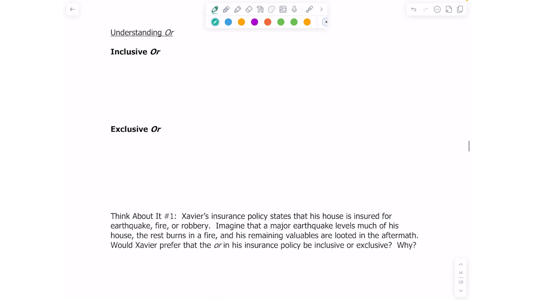Let's look at OR statements. There are two types of ORs. We have an inclusive OR and an exclusive OR. An inclusive OR means either or both. An example could be, let's say you have a health insurance policy and it covers hospitalization in cases of illness or injury. That means you could have an illness and your hospitalization will be covered, or you could have an injury and it will be covered. So it could be one, or the other, or both.